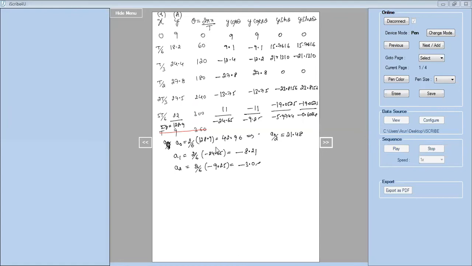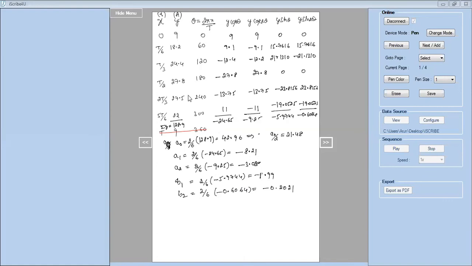Wait, this is next to B1. So B1 equals 2 by 6 into minus 5.9744. So this comes around minus 1.99. Next B2 is equal to 2 by 6 into minus 0.6064. This is minus 0.2021. So these are the values. See, all these things we already did in the last problem and are just simply copying.